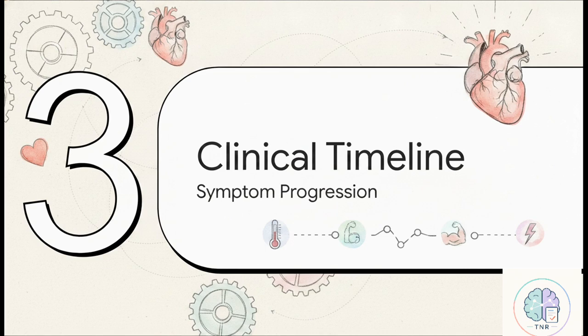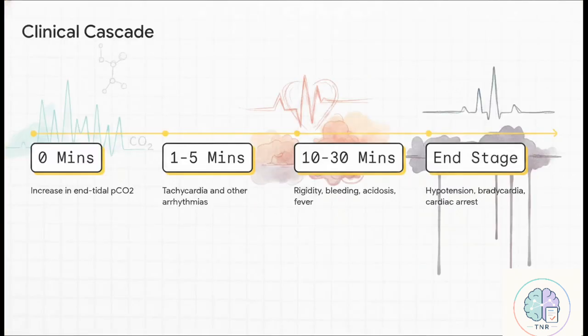In these situations, time is tissue, so let's see exactly what to look for and when. Let's map out how this builds right from minute 0. The absolute earliest possible sign is an unexplained increase in end-tidal PCO2. Next comes the early stage, usually around 1 to 5 minutes in, characterized by tachycardia and other arrhythmias.